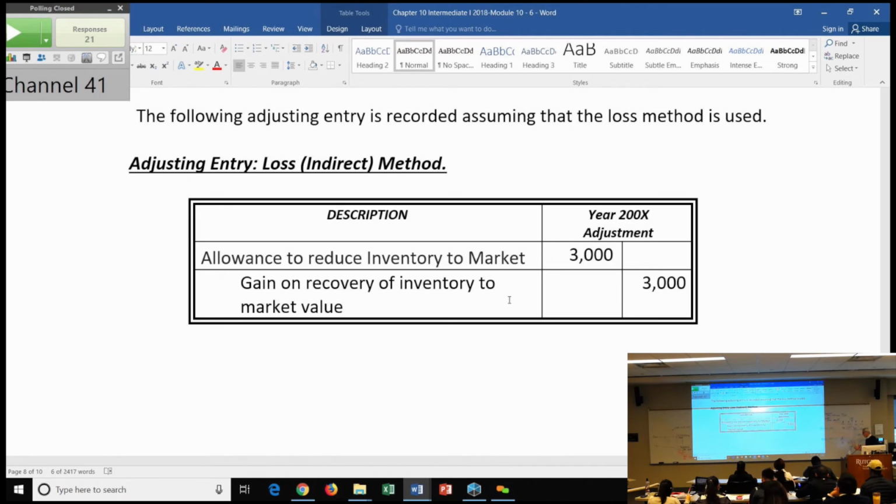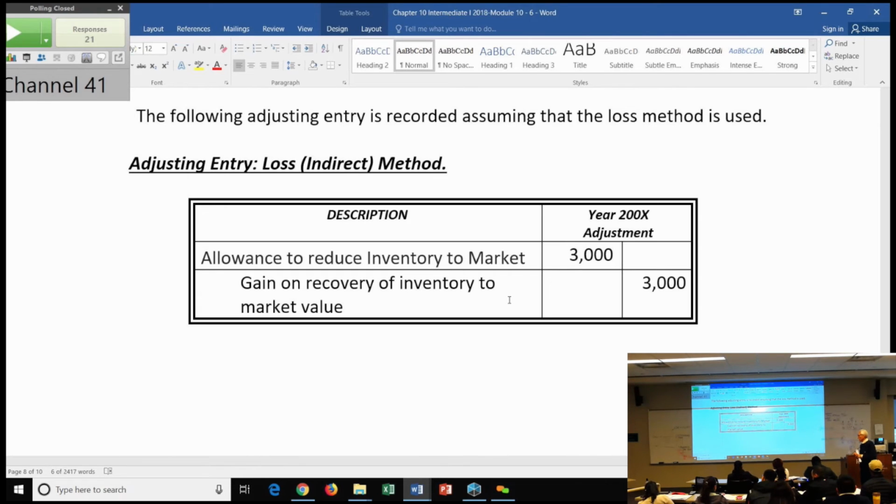We move on to retail methods in a second, but first, the rest of the inventory. Any questions on this before we move ahead? Yeah. Do we ever close these accounts? I'm sorry? Do we ever close these accounts? The gain, yes, but not the allowance. The allowance is a permanent account. The allowance is permanent. So it's a balance sheet account, it stays there.